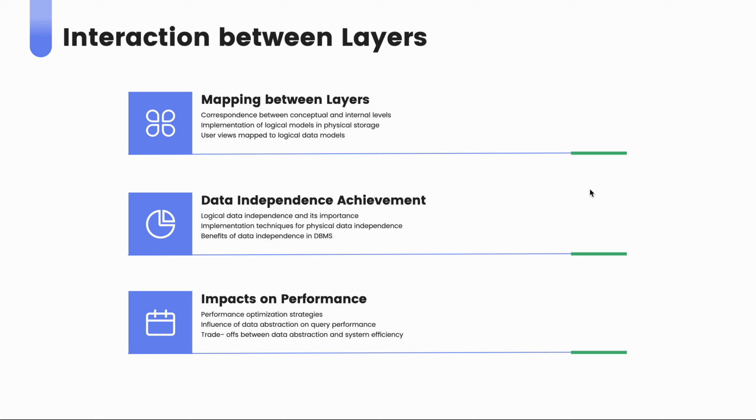The next slide is interaction between layers. Layers interact through mapping. This ensures data consistency between the physical, logical, and user levels. This interaction enhances performance and flexibility while ensuring data independence.